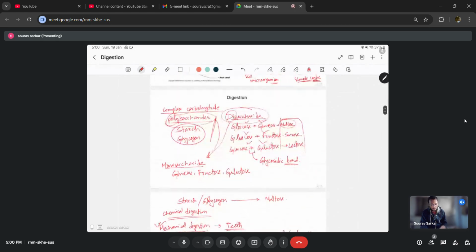Then we talked about different types of complex carbohydrate, polysaccharide and disaccharide, and the simplest form of carbohydrate, that is monosaccharide: glucose, fructose and galactose.